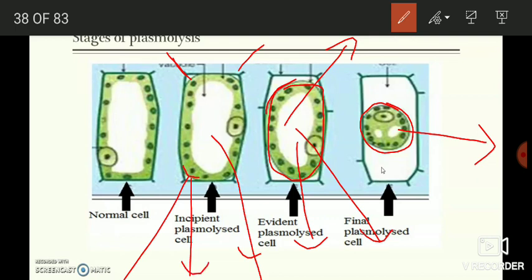The protoplasm has become separated from the cell wall only at the corners. Then in evident plasmolysis, it starts moving further away from the cell wall and becomes rounded. And finally a stage comes when the protoplasm fully becomes detached from the cell wall.